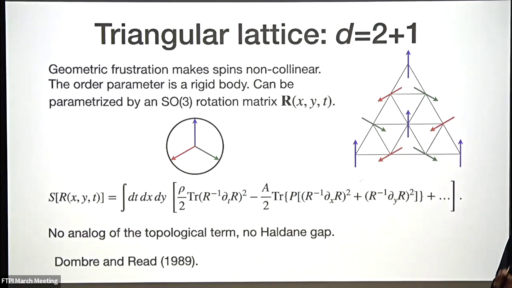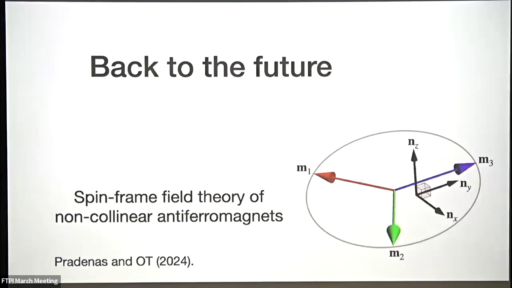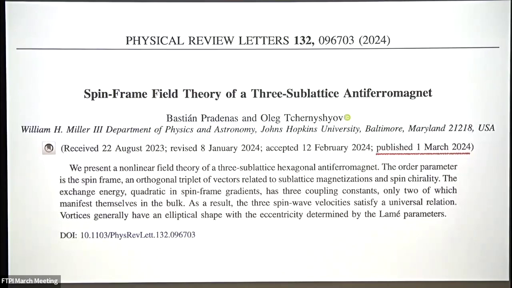This is where I will stop the review of the past, and we'll jump back to the future. And I'll tell you a little bit about the stuff that we've been doing with the group theory of non-collinear antiferromagnets, where we did find some topological terms, although not exactly of that same type. This is the work done with my student, Bastian Pradenas, who's here. Interestingly, it was just published today. Perfect timing. You know, thank you for putting my talk today.